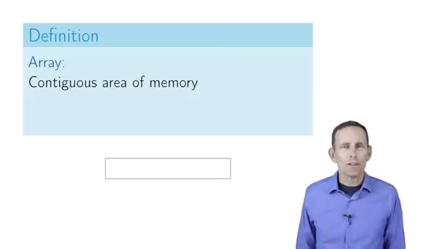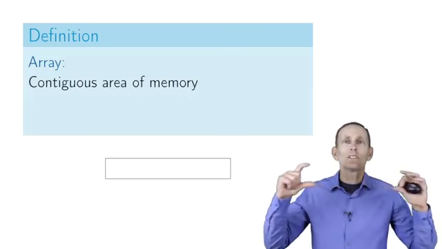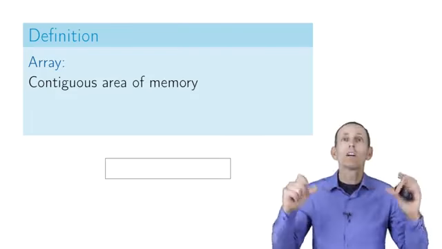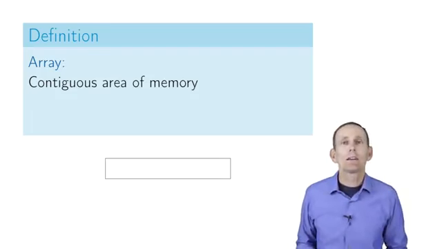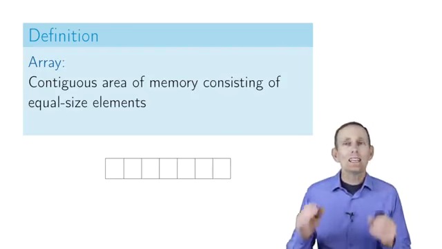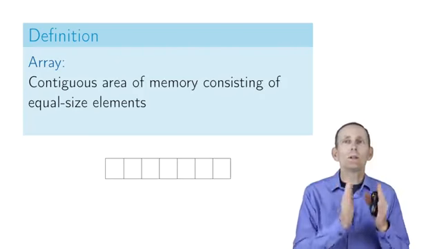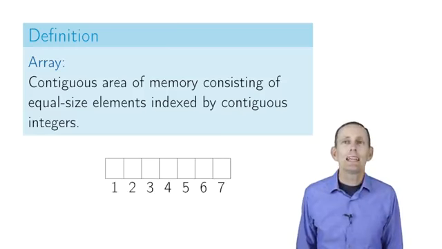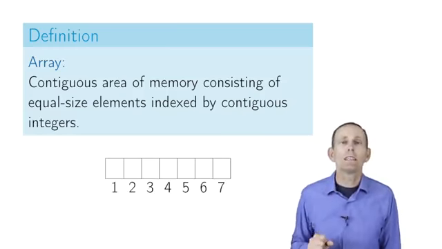So what's the definition of an array? Well, we've got basically a contiguous array of memory. That is one chunk of memory, that can either be on the stack or it can be in the heap. It doesn't really matter where it is. It is broken down into equal-sized elements, and each of those elements are indexed by contiguous integers. All 3 of these things are important for defining an array.